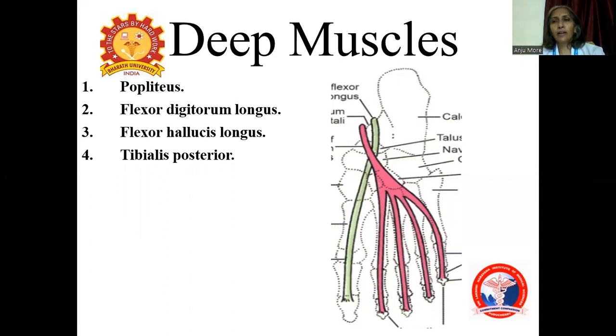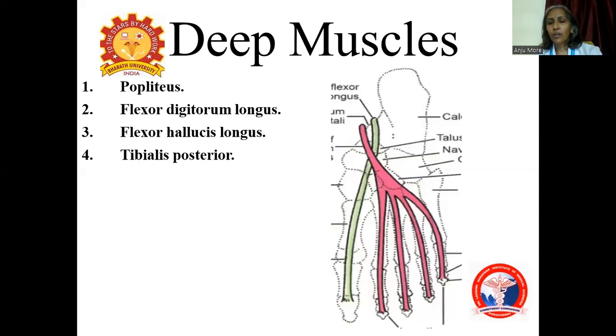Other three muscles are having a long tendon which cross the ankle joint and reach to the sole, and they run towards their attachment on the sole and to the plantar surface of the phalanges of the toes. So these three muscles with long tendons in the deep compartment of the posterior region of calf are first flexor digitorum longus, second flexor hallucis longus, and the third tibialis posterior.